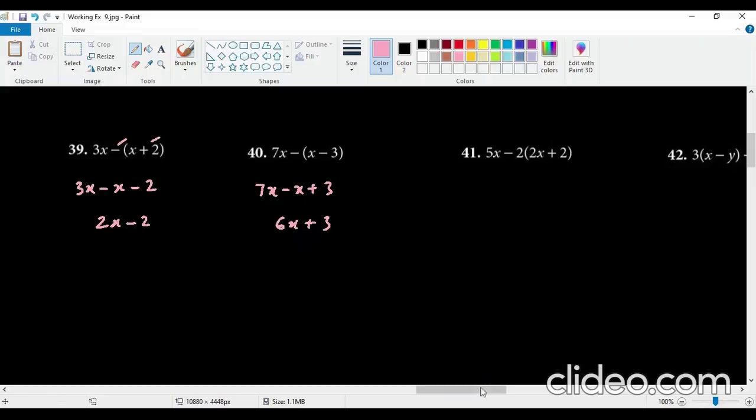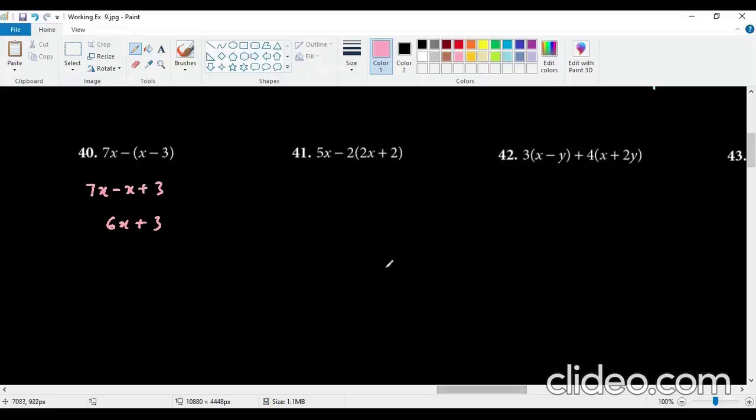Next comes 41. 41 is 5x minus 4x, because this one and this one multiply together to give you a minus 4x, and minus plus is a minus. 2 times 2 is a 4. 5 minus 4 is going to give you x, and minus 4 is going to be your answer for question number 41.